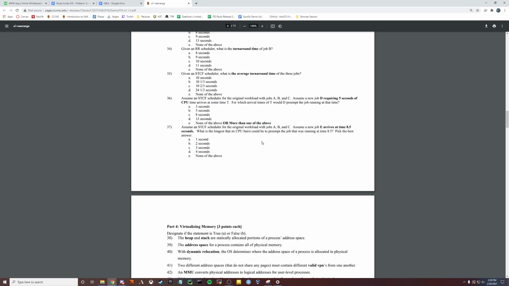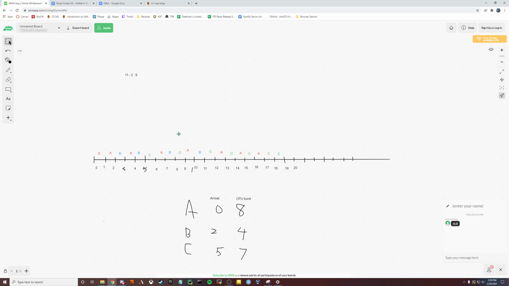What is the longest? It has to be 4 seconds, right? Because C has 4.5 left, and it has to preempt the job that is running at that exact time. I think C has 5 left. Does C have 5 left? Did I miscount? I keep thinking that. So it has 1, 2, 3, 4, 5. Wait.